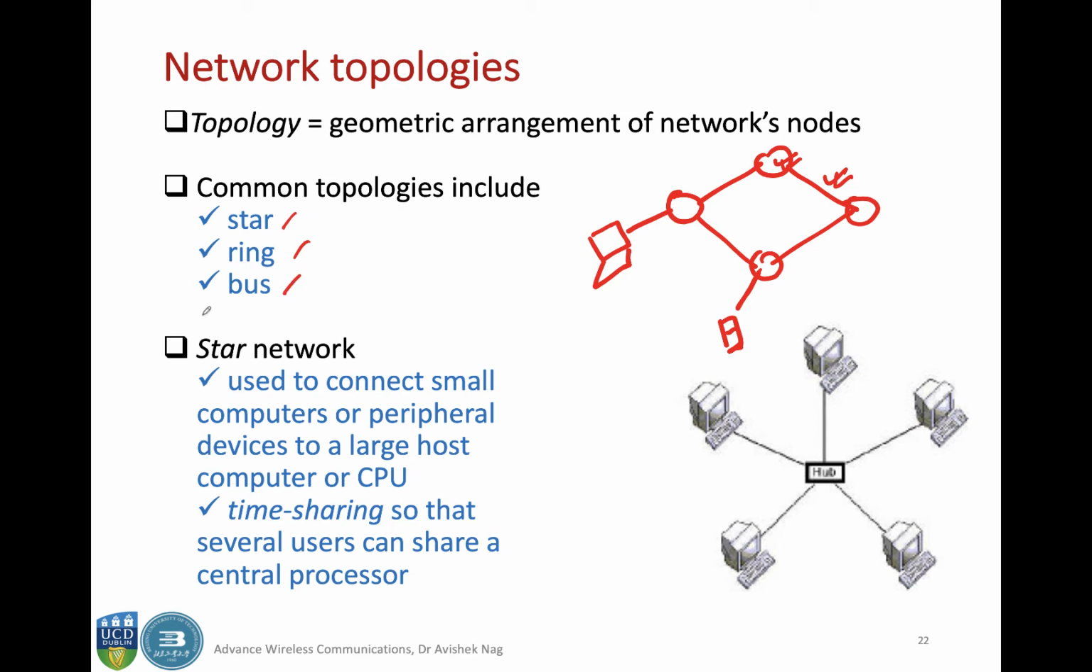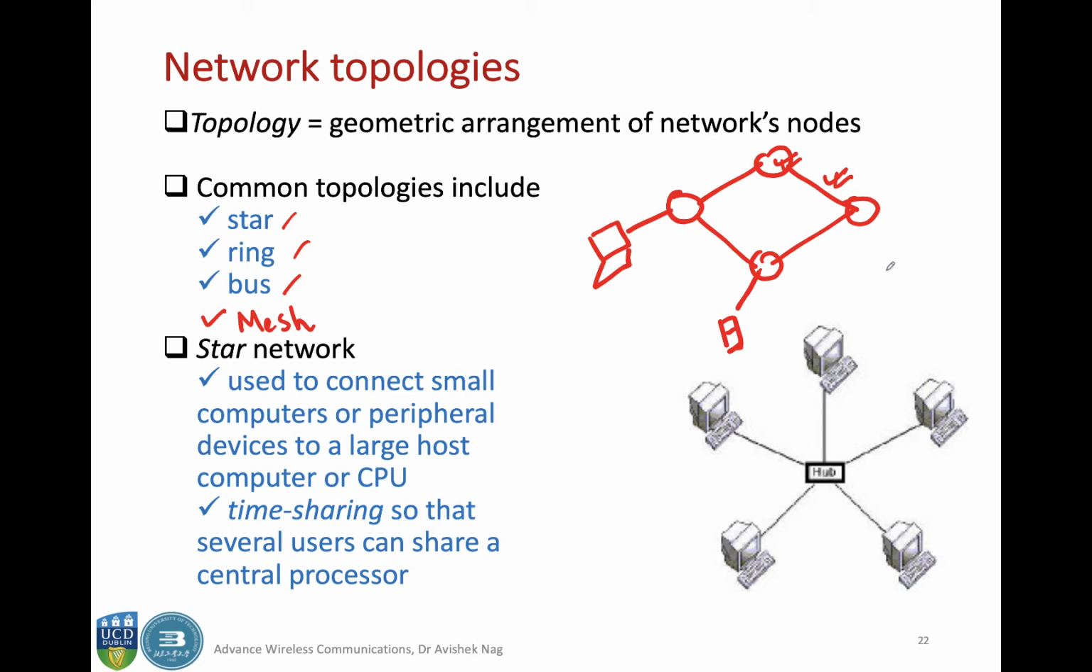There is also a topology called mesh. We will discuss star, ring, and bus now, but mesh is a topology which is a little more connected. Let's say what you have in this picture is a star network, a star topology, which looks like a star.